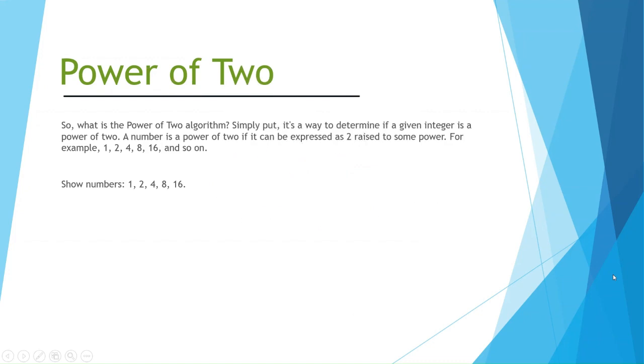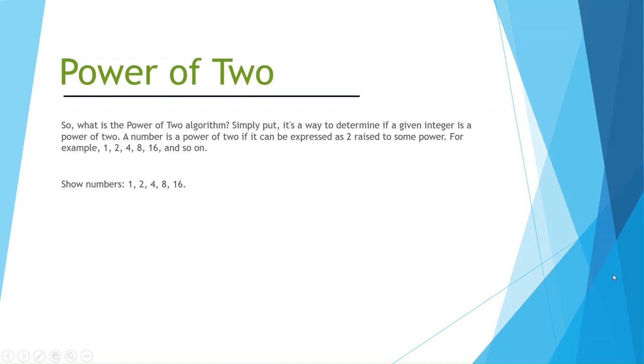So, what is the power of two algorithm? Simply put, it is a way to determine if a given integer is a power of two. A number is a power of 2 if it can be expressed as 2 raised to some power. For example, 1, 2, 4, 8, 16 and so on. As you can see here in the slide, it shows the numbers 1, 2, 4, 8, and 16.